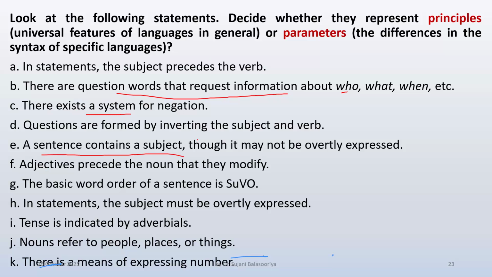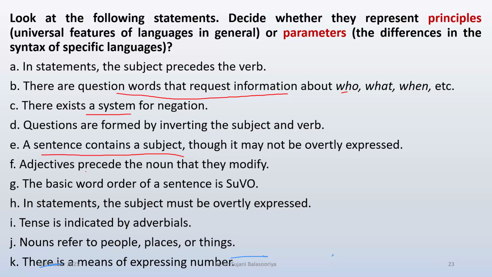Then F: adjectives precede the noun that they modify. Precede means occurring before. So in every language, all the time, do we find adjectives come before the noun they modify? No. That's a parameter. Sometimes we find adjectives after the noun also. In English itself, we can find this in predicative adjectives. So F is a parameter.